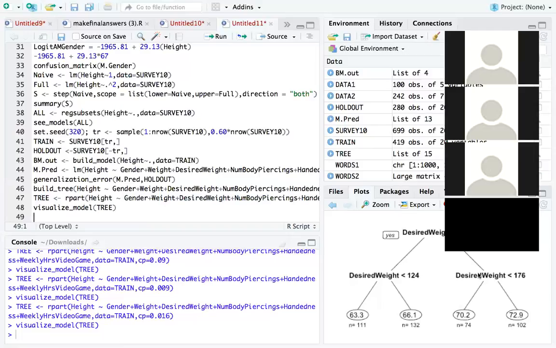And that's, I mean, think about it. If you just ask someone, how much do you want to weigh? And they're like, oh, I want to weigh 200 pounds. And you're like, okay, I think you're about 6'1". And they'd say, yeah. And looking at this, you can see desired weight.